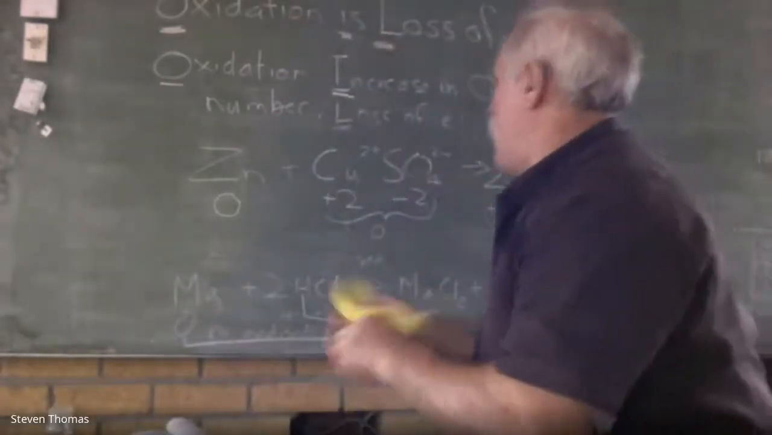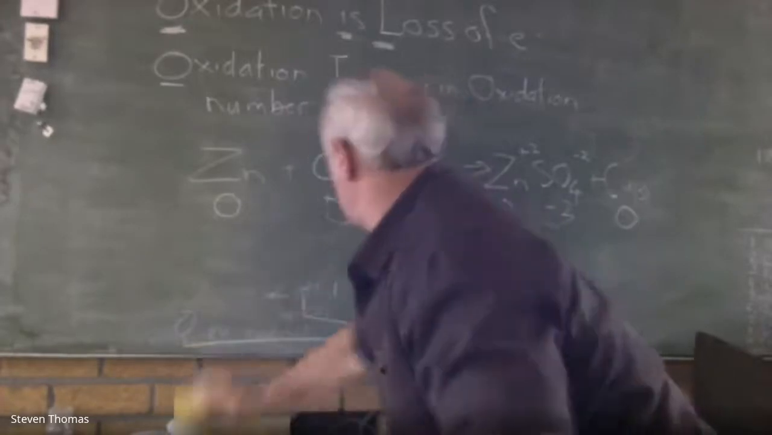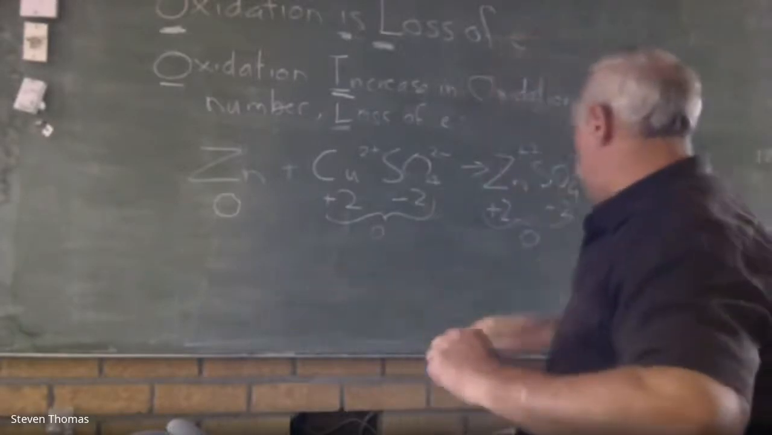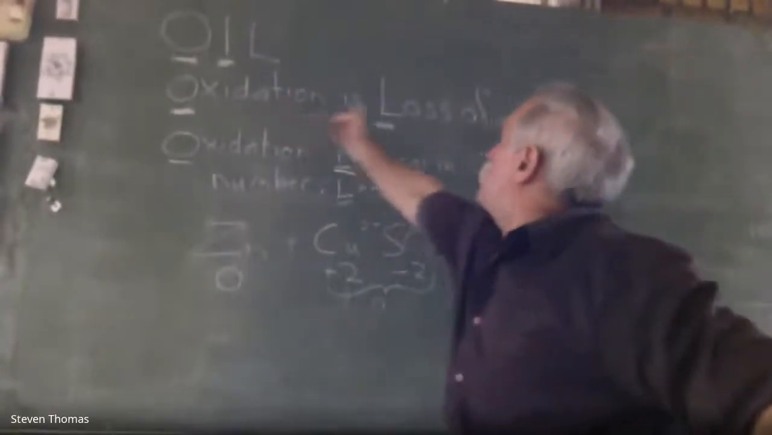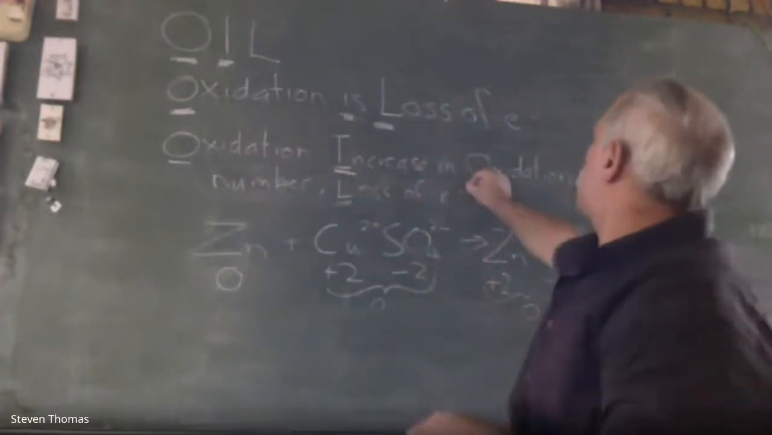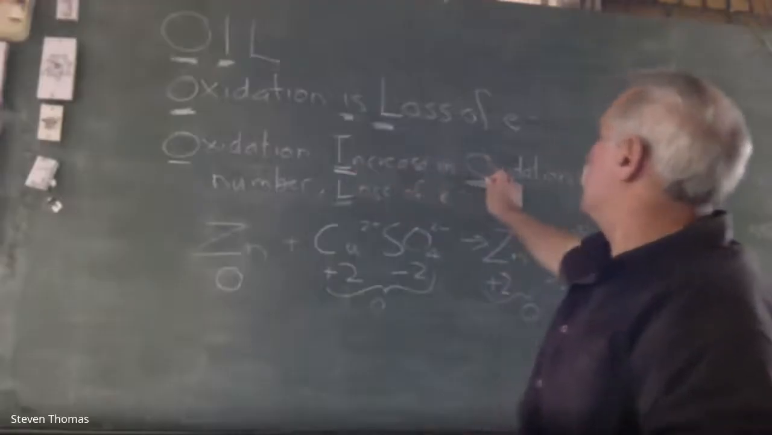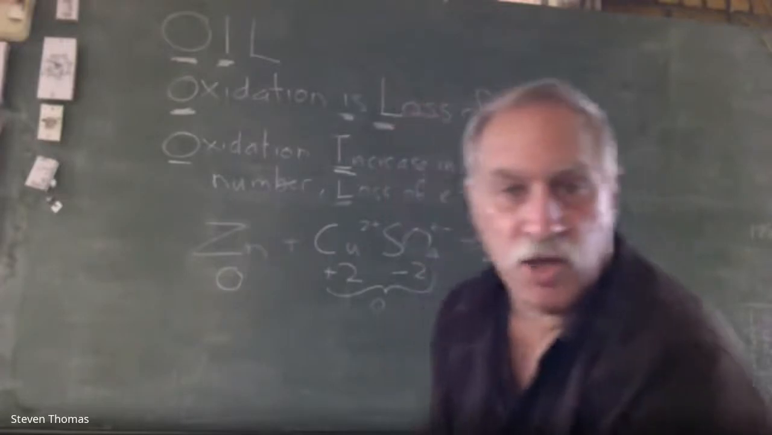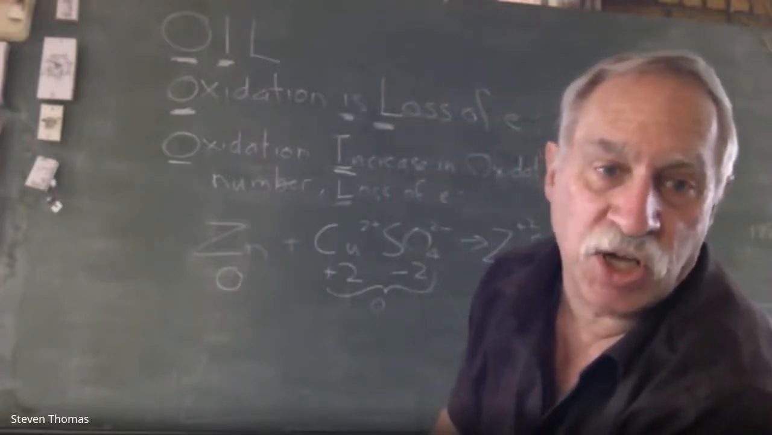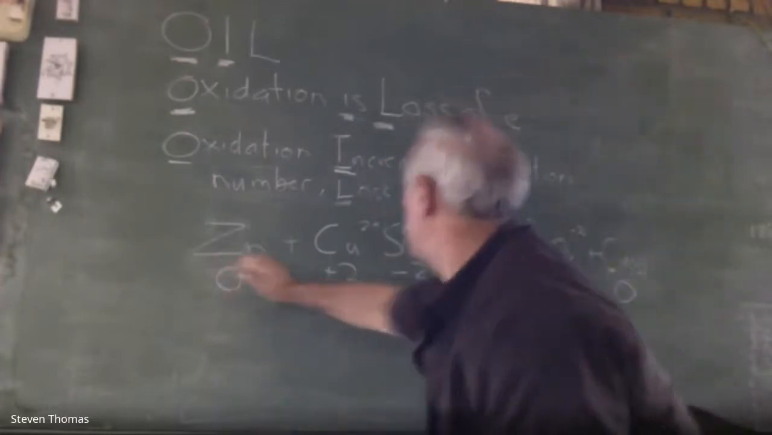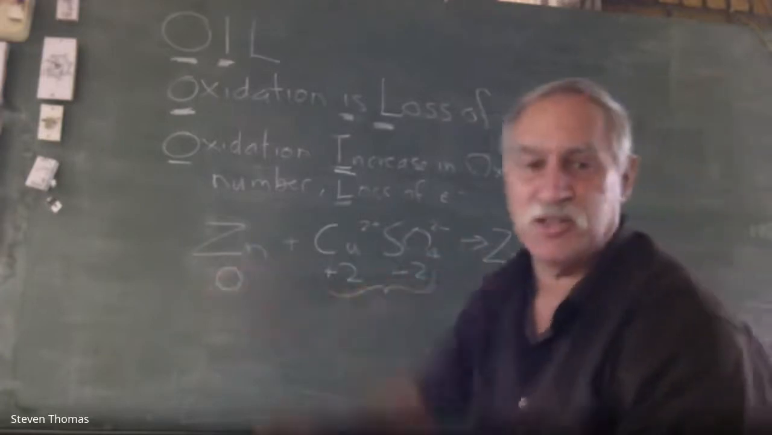Okay, so why do we bother with this? Well, we want to know which one is oxidized and which one is reduced. So we go to our mnemonic. Oxidation is the loss of electrons, or oxidation is an increase in oxidation number. OIL, sorry. So OIL, your mnemonic, stands for two things. Oxidation is a loss, and oxidation is an increase in oxidation number. So now you look, which of those numbers increased and which ones decreased?